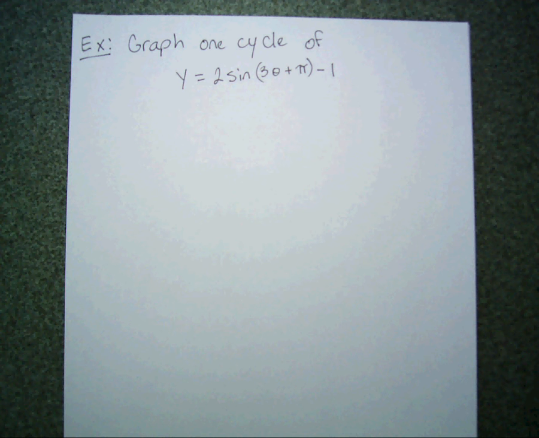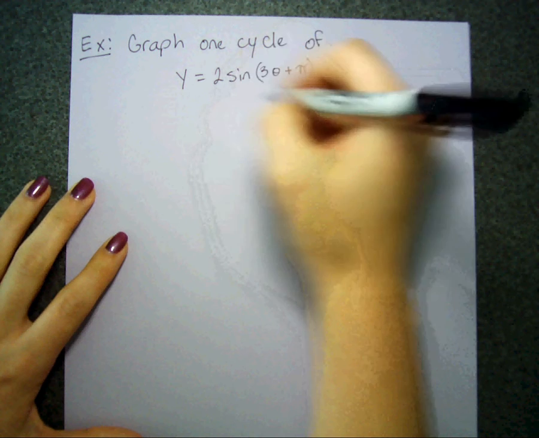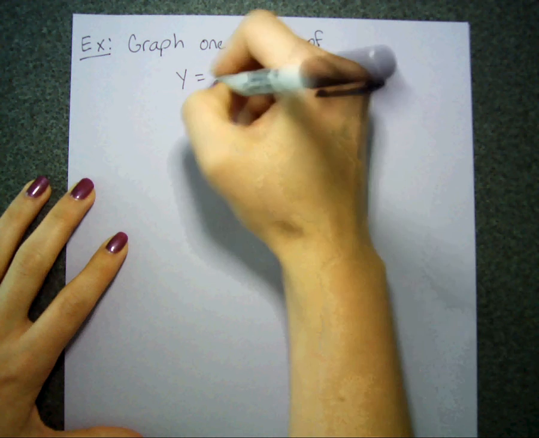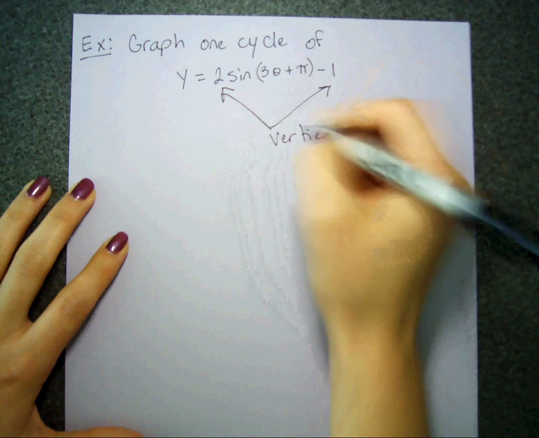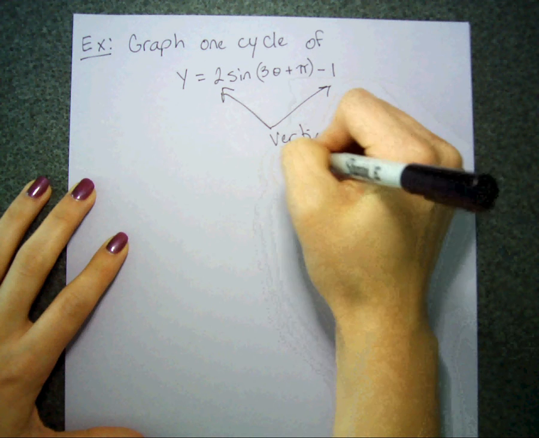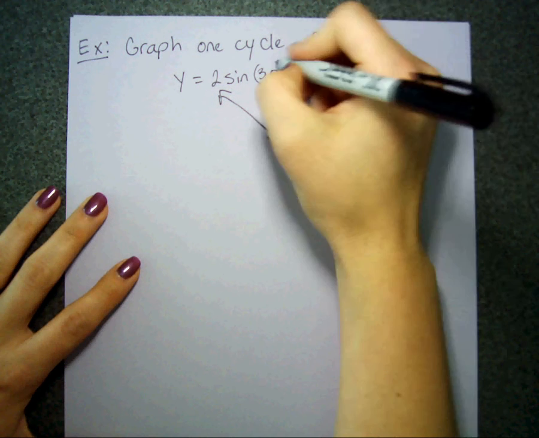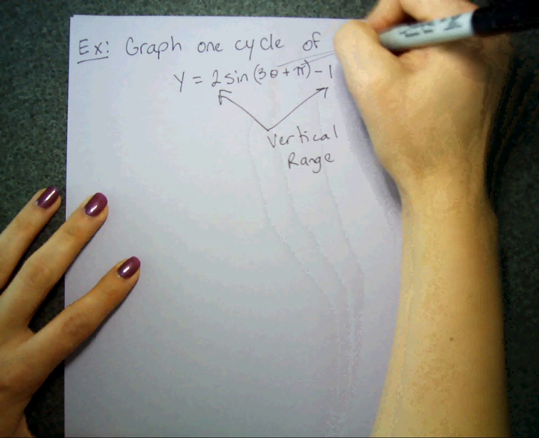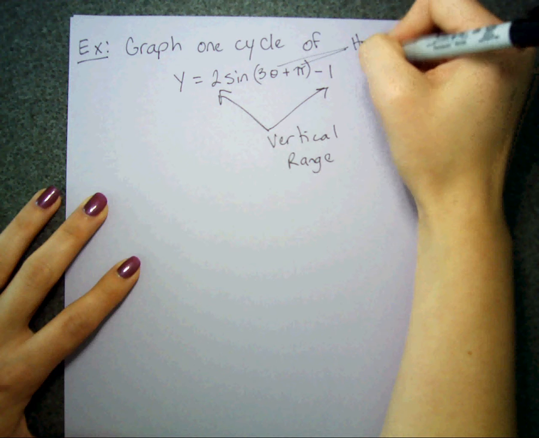Okay, so we are going to graph a single cycle of y equals 2 sine 3 theta plus pi minus 1. So this is an example that has all of the transformations in it. Remember the ones on the outside? Ones on the outside, these are our vertical, and they will affect the range values, or the y values, right? The ones on the inside, these two, these are horizontal, and will affect my theta values or my domain, right?